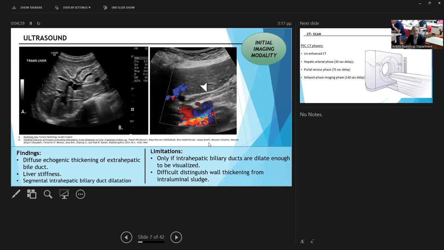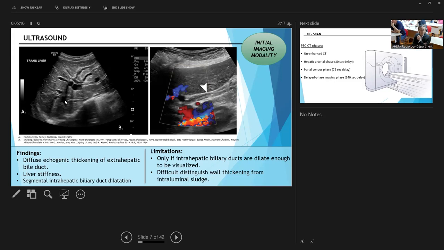Usually we do not have any specific findings, and for this reason we use this technique as a screening test, just to check the anatomy of the biliary tree and to evaluate the liver stiffness through ultrasound elastography. The only feature that can be highlighted with ultrasound examination is segmental biliary duct dilation. So we can make the diagnosis only in an advanced stage. Moreover, don't forget that ultrasound is operator dependent, so the experience of the radiologist is really important.